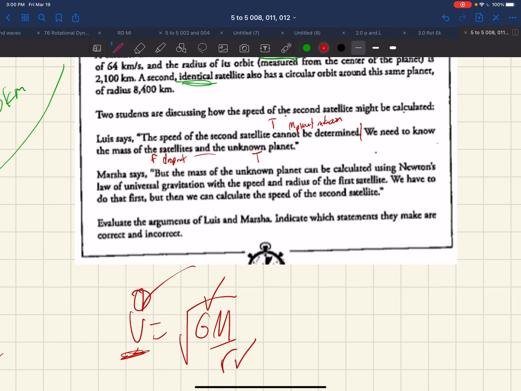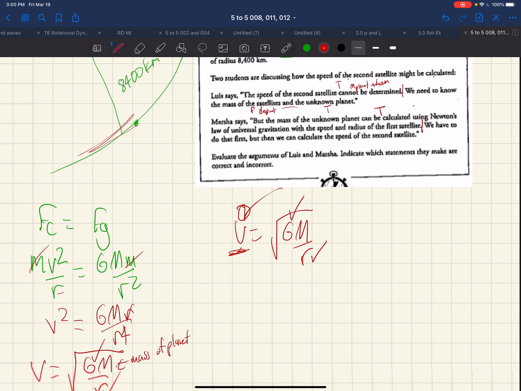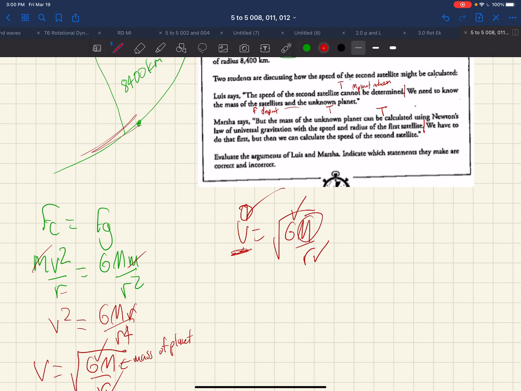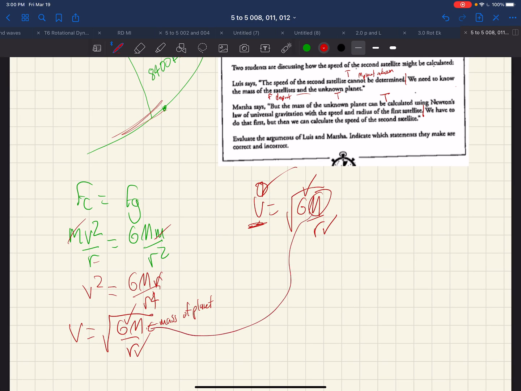So the mass of the unknown planet can be calculated from the speed and radius of the first satellite. And that is absolutely true. We have to do that first, but then we can calculate the speed of the second satellite. If that's true, we can find the mass, put the mass in here, and we can get that. So everything that Marcia says is true.